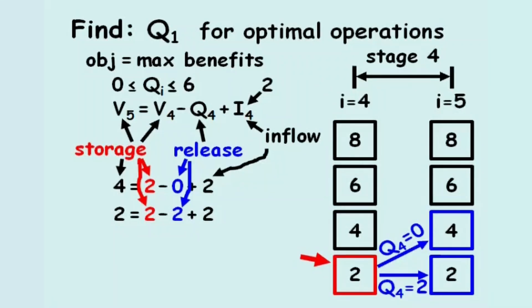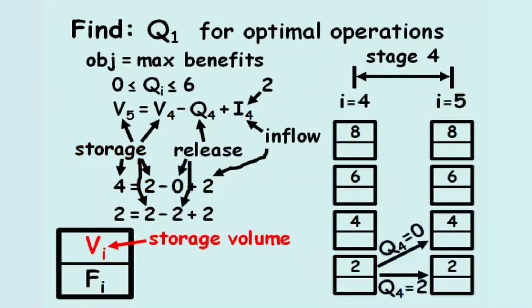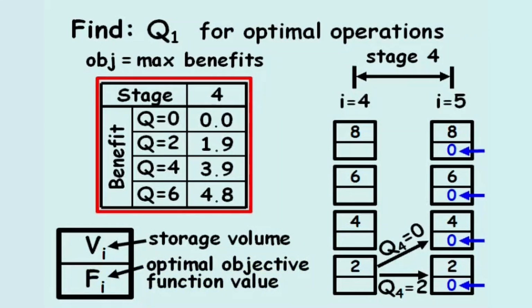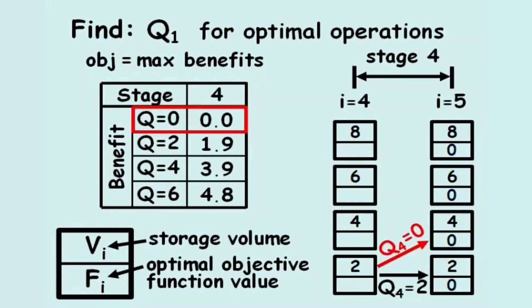Before we do, we'll rearrange our box diagram such that the state variable, which is the storage volume, resides in the top half of the box, and the optimal objective function value, capital F, in the bottom half of the box. Since there are no benefits associated with the state variable, we'll assign a 0 benefit to the final state variables. Returning to the benefits table, for stage 4, we realize there is 0 benefit for releasing 0 units of water, and a 1.9 benefit for releasing 2 units of water.